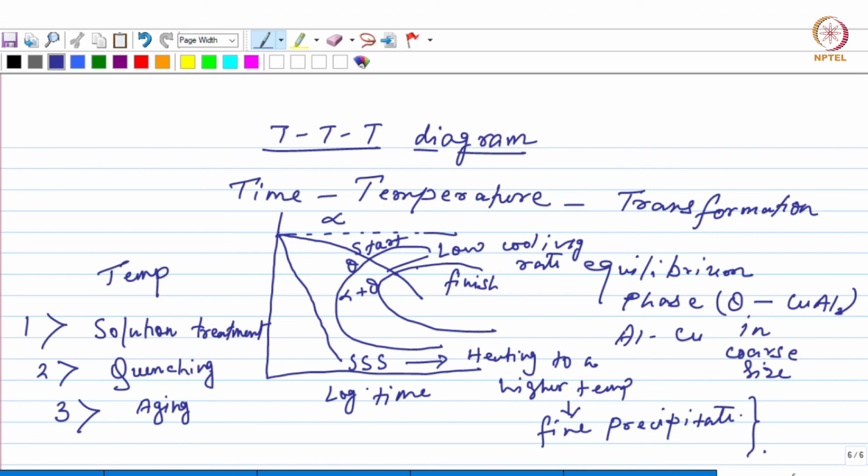Okay. So now that we have already discussed these two, solution treatment and quenching, we can proceed to discuss the aging operation. But that will be taken up in the next lecture.